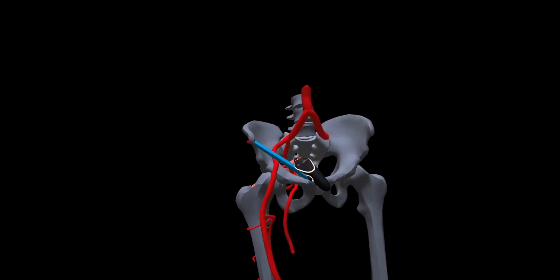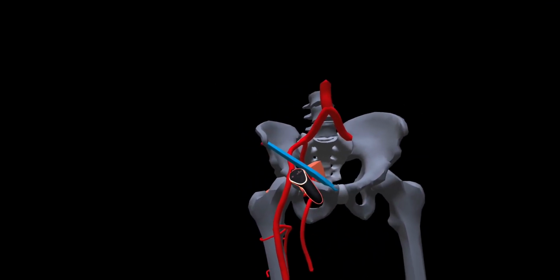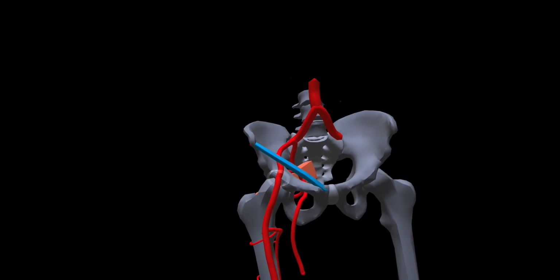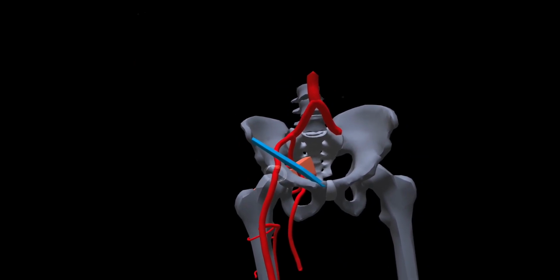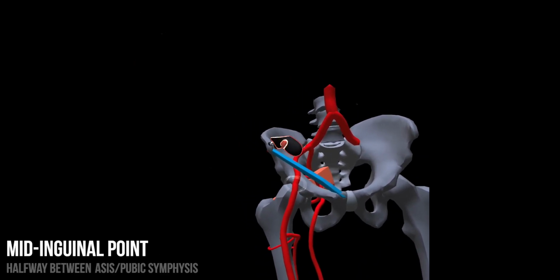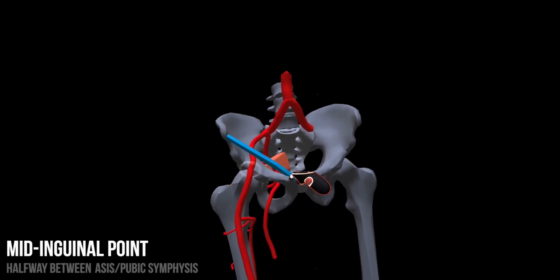The first pulse you can feel is the femoral. This can be palpated just inferior to the inguinal ligament and is found at the mid-inguinal point, halfway between the ASIS and the pubic symphysis.